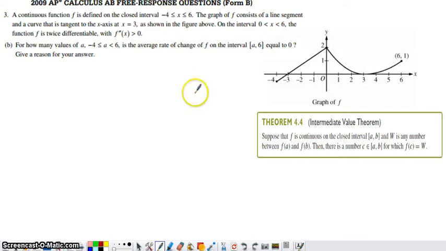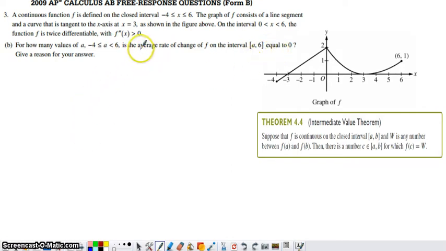So this is going to be part B of problem number 3 from 2009 Form B of the AB and BC exam. And in part B it says, how many values of A, where A is between -4 and 6, is the average rate of change of f on the interval from A to 6 going to equal 0? Give a reason for your answer.